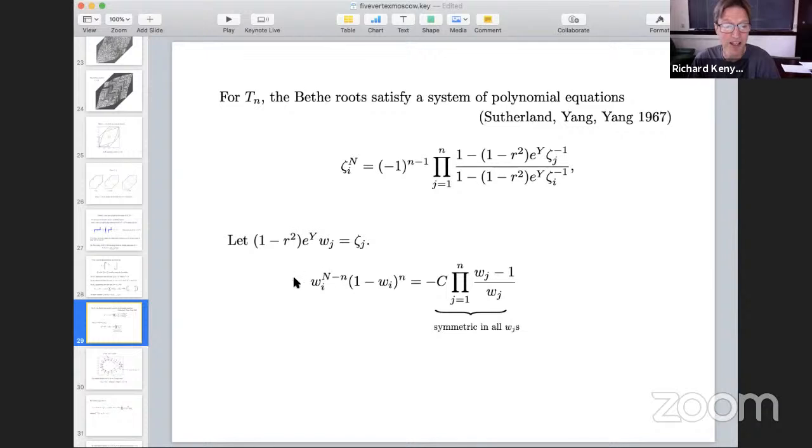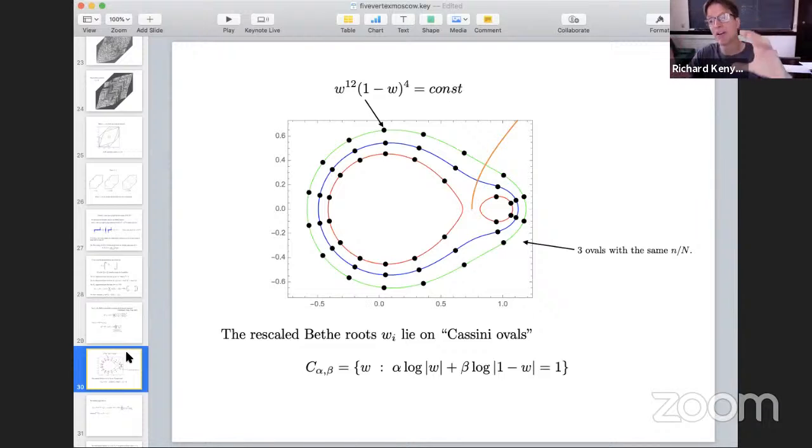the other side. And then after this change of variables, you get a simple polynomial equation for each beta root. And I just introduced some new variables, w_j, which are just scaled copies of the beta roots, and they satisfy w to some power times 1 minus w to some power equals some constant, because it's symmetric in all the w's. Anyway, long story short, you can identify where the beta roots are explicitly in the complex plane. They lie on these nice curves, which are called Cassini ovals.